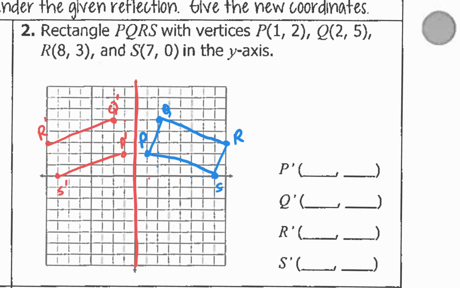And there is the figure. I'm going to go ahead and give you the ordered pairs. P prime is -1, 2. Q prime is -2, 5. R prime is -8, 3. And then S prime is -7, 0. I want you to see the values. Do you see the X and the Y values? Do you see some type of pattern?